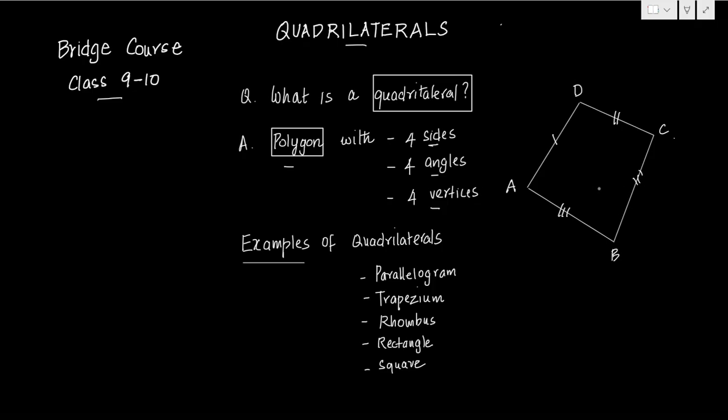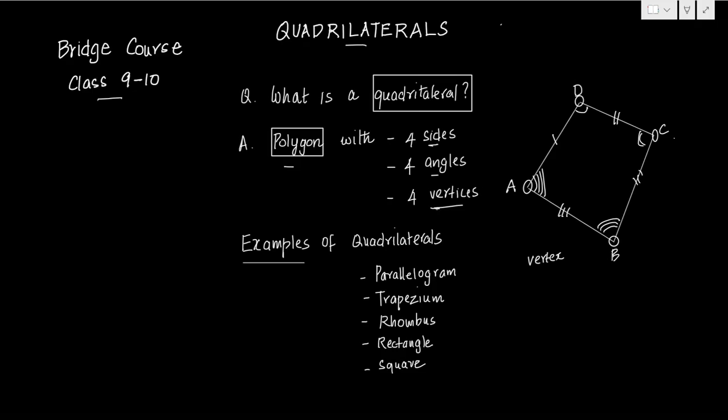It has 4 sides. It has 4 angles: first angle, second angle, third angle, and fourth angle. So it has 4 angles and it has 4 vertices. By the way, vertex is the singular and vertices is the plural. This is one vertex. This is another vertex, and another vertex. In all, there are 4 vertices for a quadrilateral.